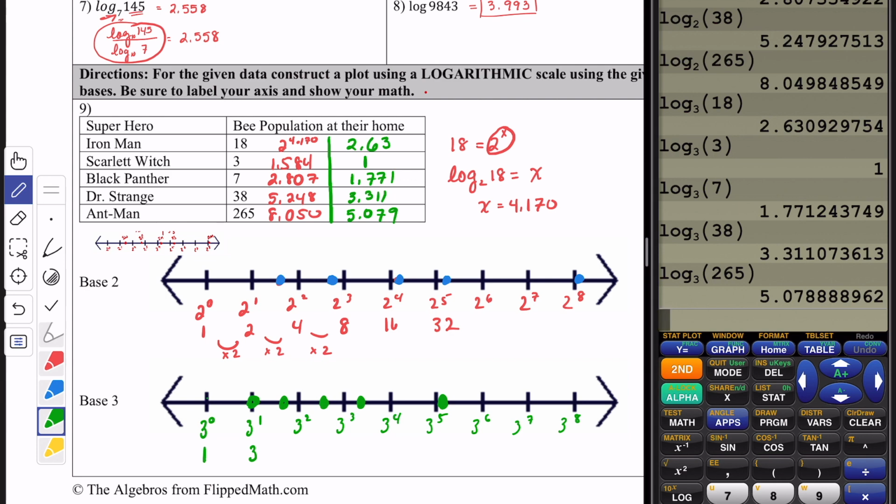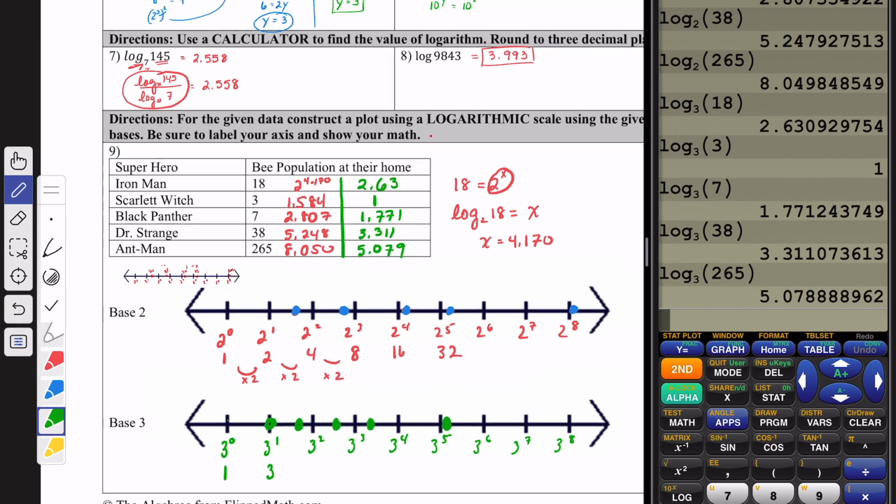Label your axis and show your math. I believe that covers everything we need to do. We could label these things, but we won't.